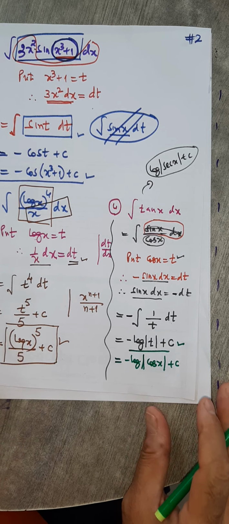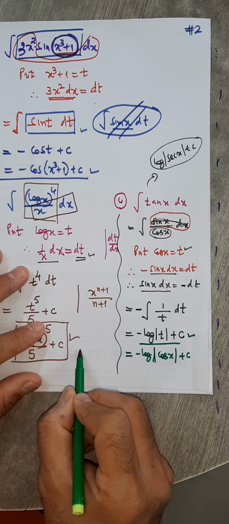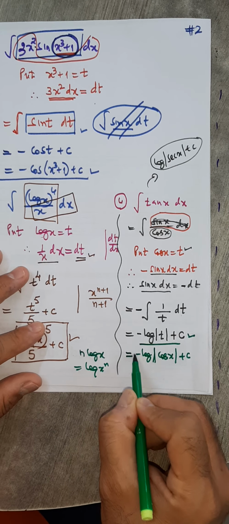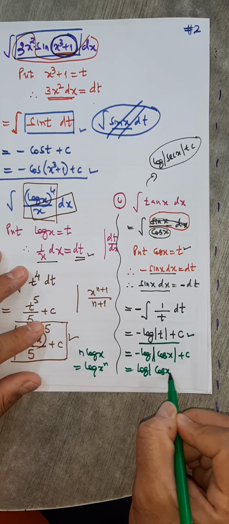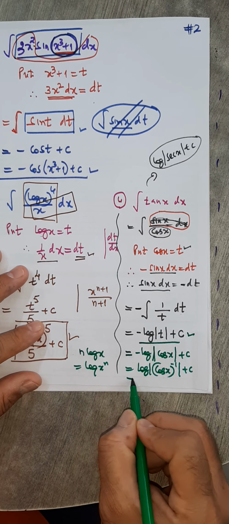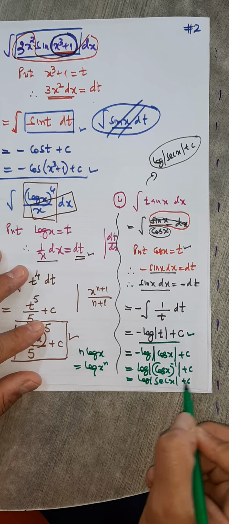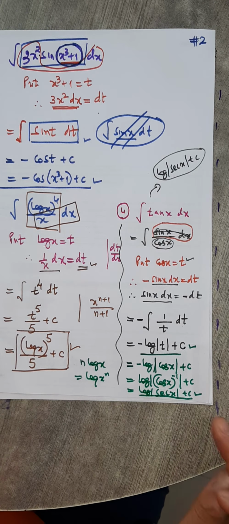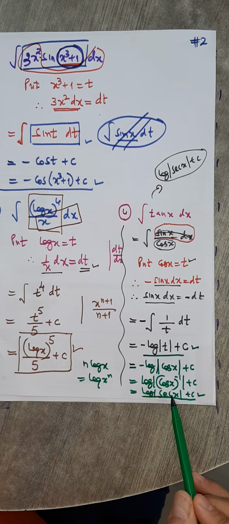Now you know one of the properties of the log function: if you remember, this minus you can take in the power. If you have n log x, you can write log of x raised to n. So this minus 1 will go in the power. So this is log of cos x raised to minus 1. Raised to minus 1 means what? 1 upon cos x. What is 1 upon cos? It is sec. So this is the proof indirectly.